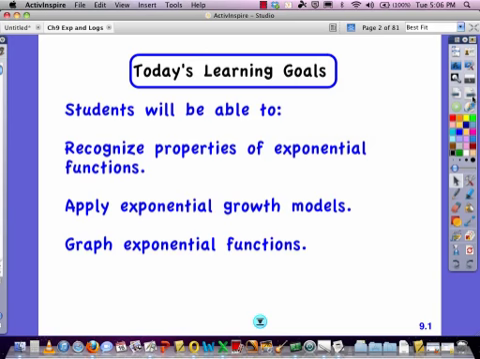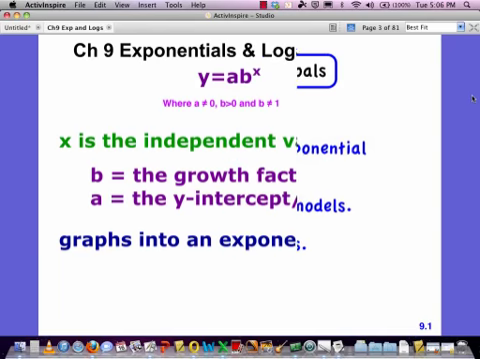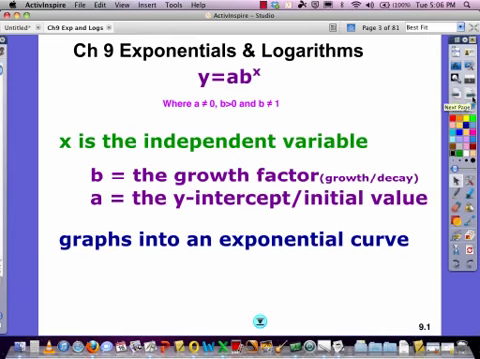So by that, all of the exponentials we will be looking at will be in the form of y equals ab to the x. So if you haven't seen that before, let's put it in a color we can see. That's definitely where we're headed. Okay, y equals ab to the x.